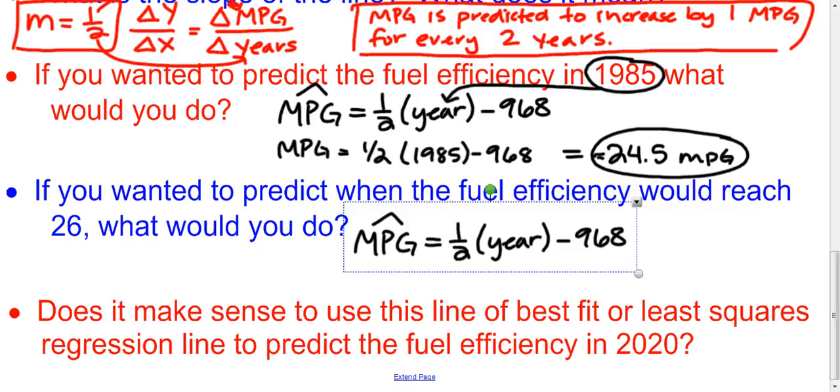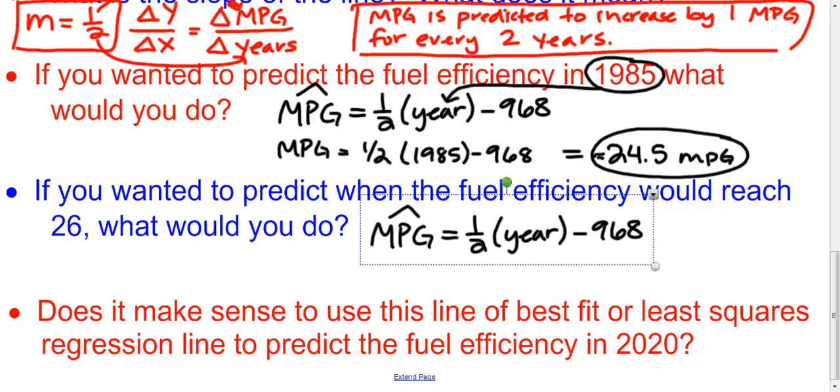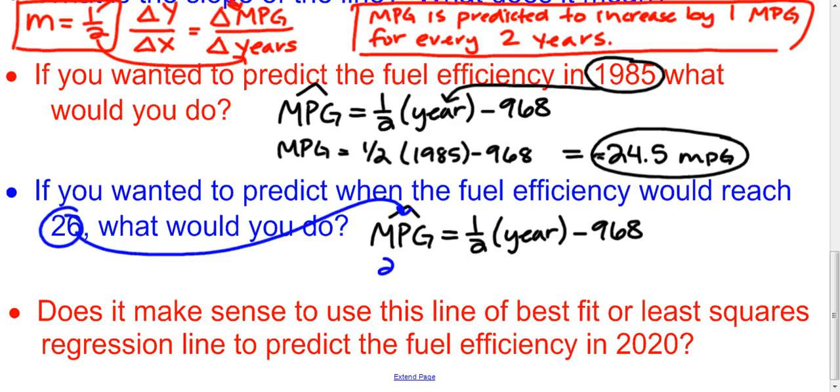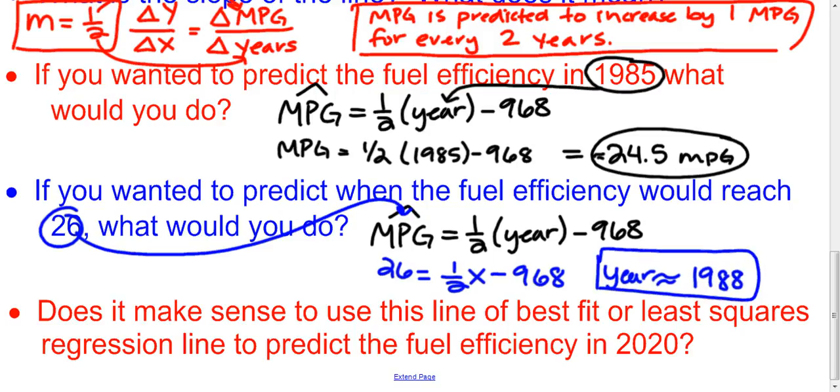Okay, and I want the fuel efficiency, or the miles per gallon, to be 26. So I can go ahead and take that 26. I know right where to put it. And instead of writing year, I am just going to write X right here, just so that I can solve this a little bit easier. Okay, so I would add the 968 and multiply by 2, and X, your year in this case, would come out to be pretty darn close to 1988.